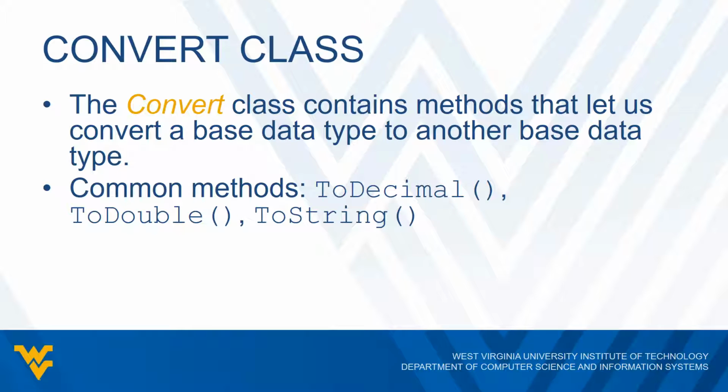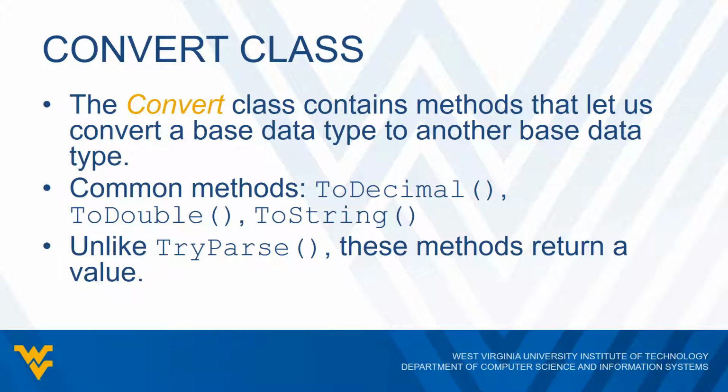Some of the more common methods that we would use would be ToDecimal, which allows us to convert something to a decimal, ToDouble, which allows us to convert something to a double, and ToString, which you should be familiar with if you've done stuff in Java, allows us to convert something to a string. The difference here compared to TryParse is that these methods actually return a value. With TryParse, it doesn't return anything. The conversion is done and we store the result in one of the arguments. Here, we're going to do a conversion and whatever is returned is the converted value.